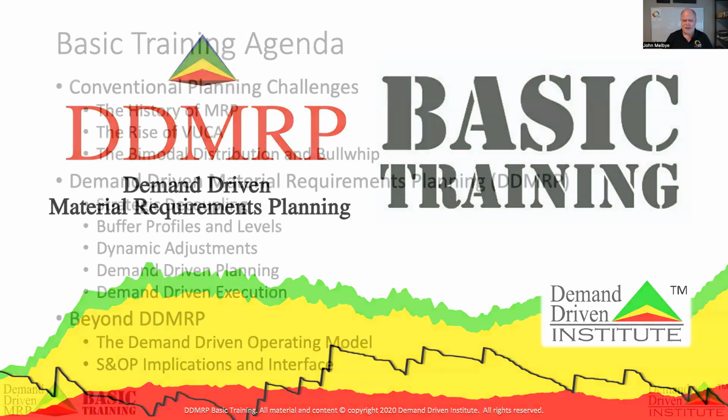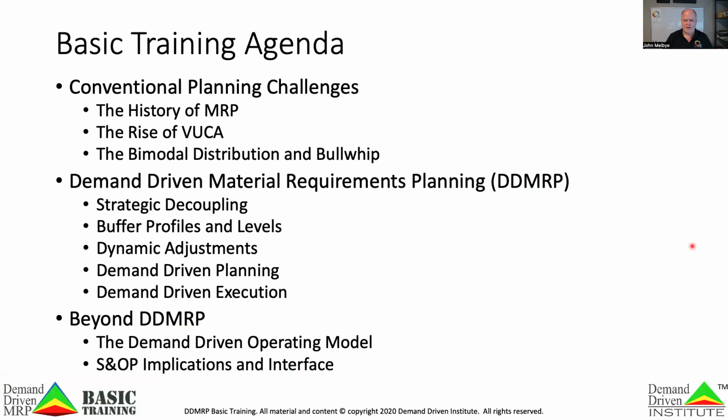DDMRP, demand-driven material requirements planning. What are we going to talk about today? We're going to talk about the conventional planning challenges that everybody faces, the rise of the VUCA world, that's volatile, uncertain, complex, and ambiguous, the bullwhip effect and the damage that it does. Then we're going to go through the 5 steps of demand-driven material requirements planning. And then we're going to see what's possible once we solve this basic problem we have of inventory management.